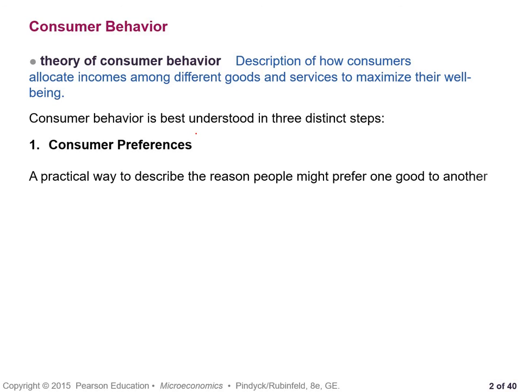So before starting to discuss the theory of consumer behavior, the first thing which we are going to discuss is the consumer preferences, which is a practical way to describe the reason people might prefer one good to another. So basically there is an idea that there are different consumer baskets. ठीक है, कंज्यूमर बास्केट्स हैं, कंज्यूमर की आप ट्रॉलीज लेते हैं मुख्तलिफ मॉल्स के अंदर, सो मुख्तलिफ सुपर मार्केट्स के अंदर, तो आप इस तरह समझें कि there are different baskets and there are different commodities within these baskets. There are different commodities, different units of goods and services within this consumer basket.